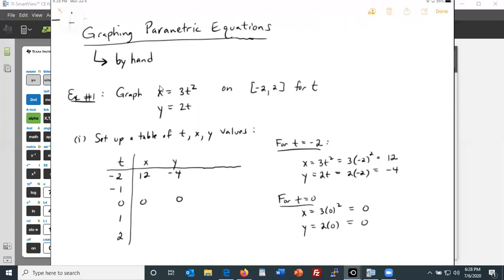So if you do the rest, if you plug in t equals -1 to those 2 equations, you'll get x equals 3 and y equals -2. If you plug in 1, you'll get 3 and 2. And then in the last row, when you plug in t equals 2, you'll get 12 and +4.